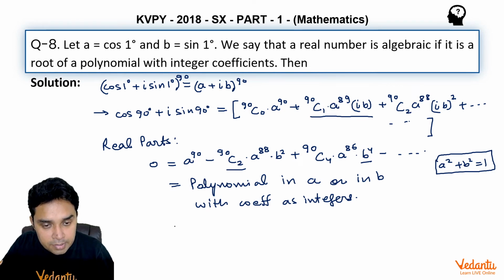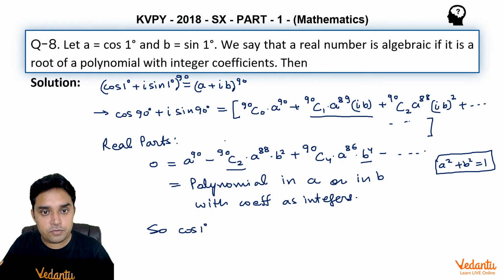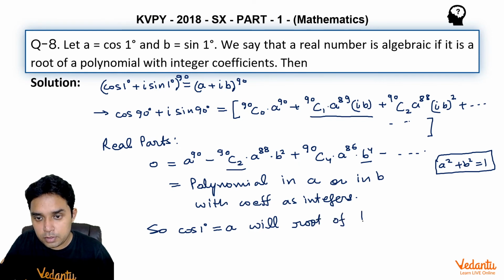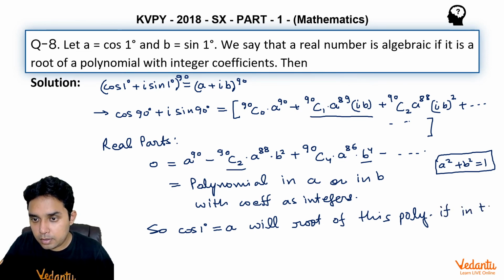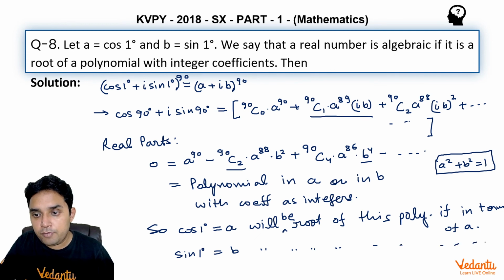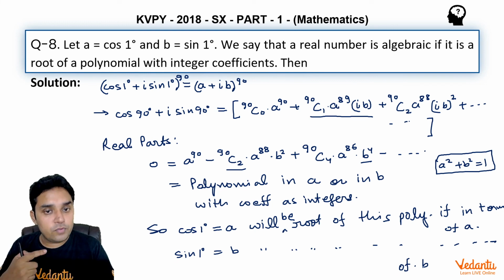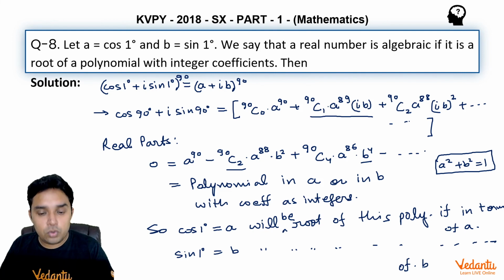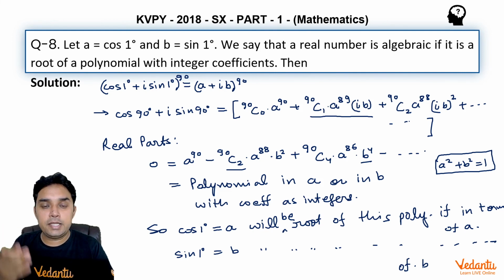So we can now say that if it is a polynomial in A, this cos 1 degree which we took as A will be root of this polynomial in terms of A, and similarly sine 1 degree which is equal to B will be root of this polynomial if it is written in terms of B. Okay, so we have proved that cos 1 or sine 1 degree, they both can be root of a polynomial such that their coefficients are integers.